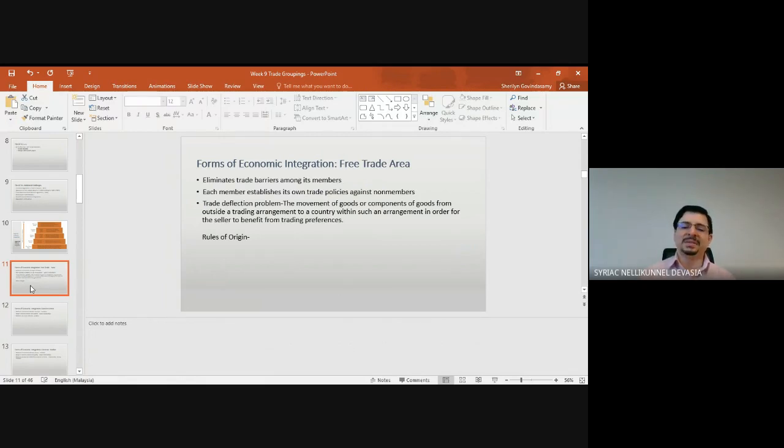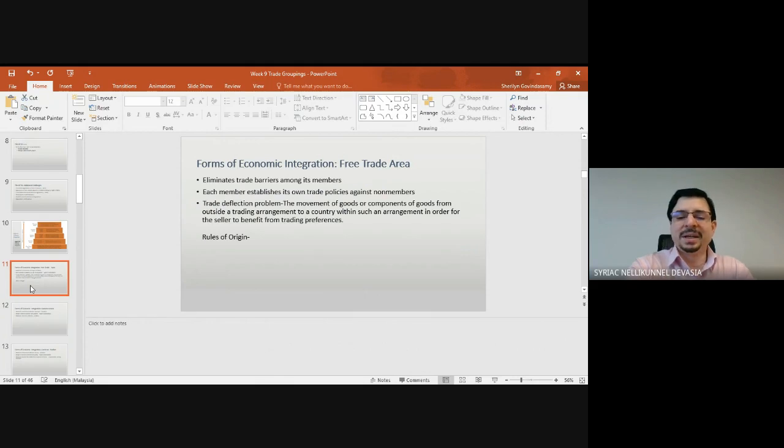So what happens in a free trade area? There is no trade barrier among the members. Trade barriers could be tariff or non-tariff. Each member establishes its own trade policies against non-members, which means there is no common policy against non-members.